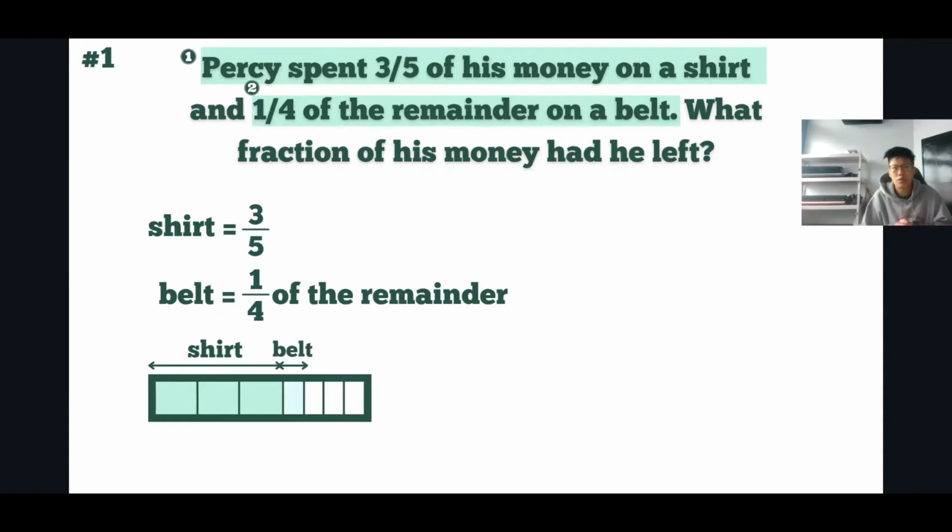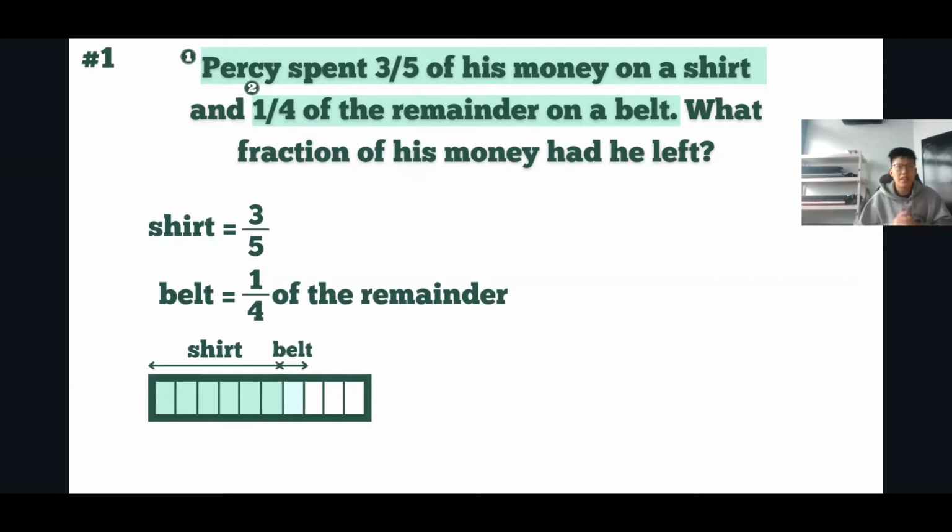So I want to break that 2 units into 4 parts. Listen very carefully to the words that I use. I use units first. Then when I want to break units, I will say parts. As you can see over here, for 1/4 of the remainder, I break that 2 units into 4 parts, so that I can shade 1 part to show that that is my belt.